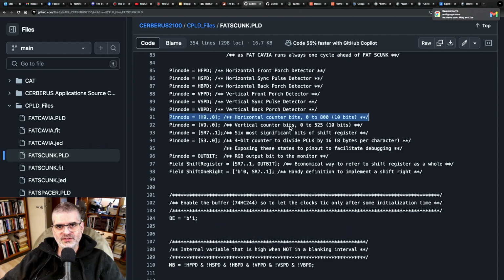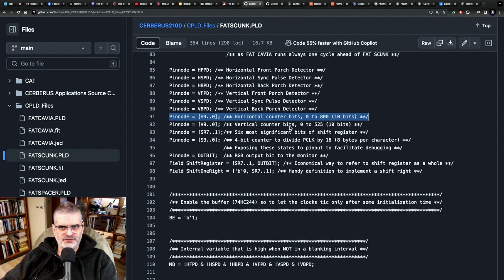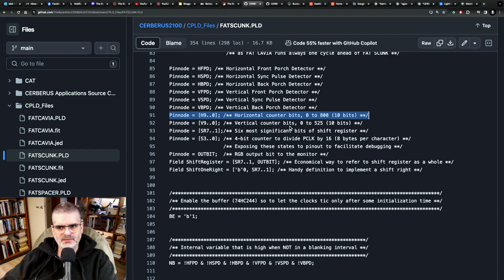But of course, we need to keep on counting when we are in the blanking interval to know when we are in the front porch, in the sync pulse, and in the back porch. So we don't count to 600 only, we count to 800 horizontally. And vertically, we count to 525, not only 400, even though we only see 400 on the screen.